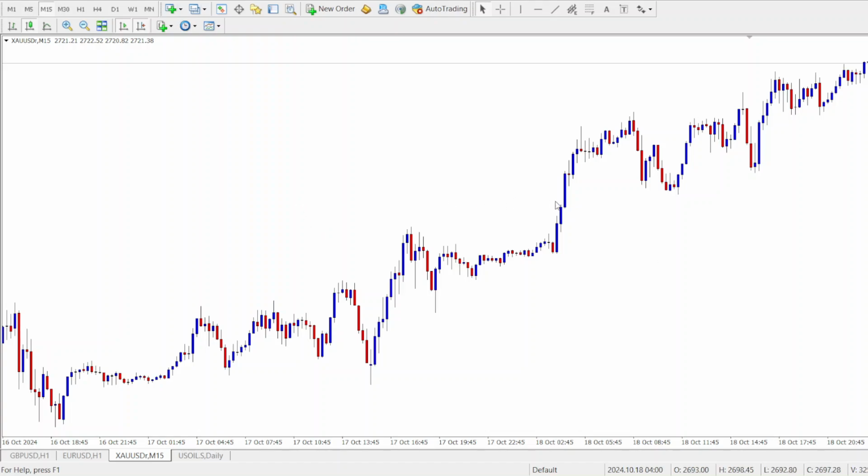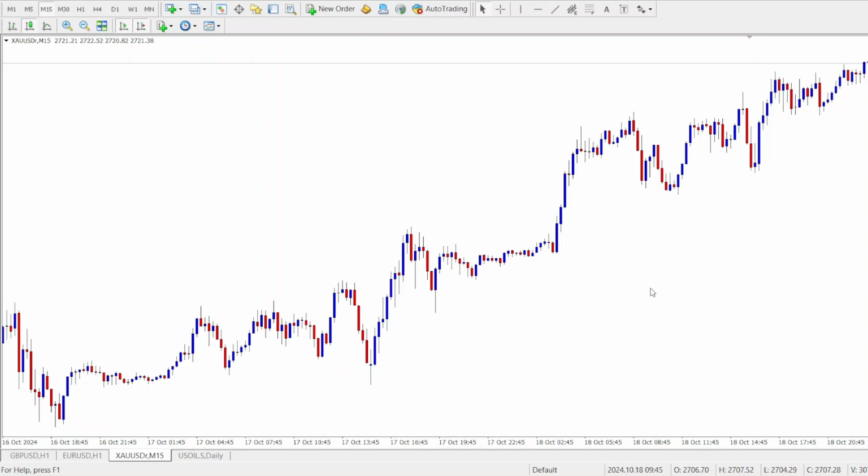So when using trend lines, you have to identify swing highs and lows. Swing highs are peaks in the price action when the market turns downwards. On the other hand, swing lows are valleys in the price action. These are peaks, these are swing highs. While swing lows are valleys in the price action where the market turns upwards.